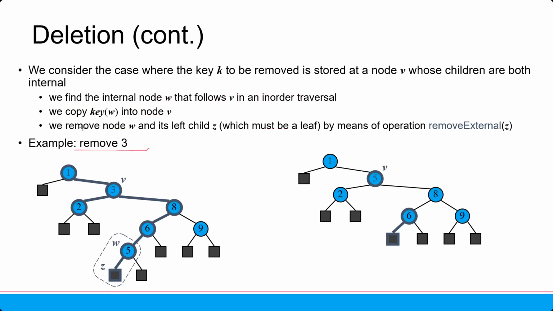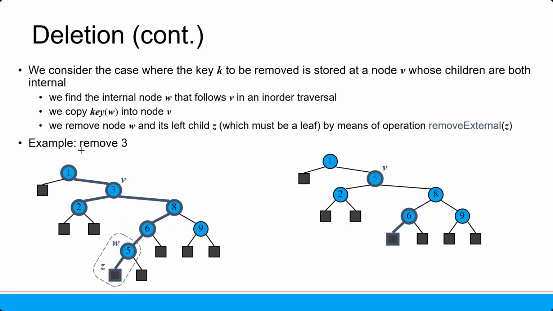Now, suppose we want to remove 3. So this is the tree: 1, 3, 2, 8, 6, 9, 5. If we perform the in-order traversal, you still remember? In-order traversal means we see from the smallest number first, so it goes to the left, to the left, and then this. So we will go from the smallest to the highest.